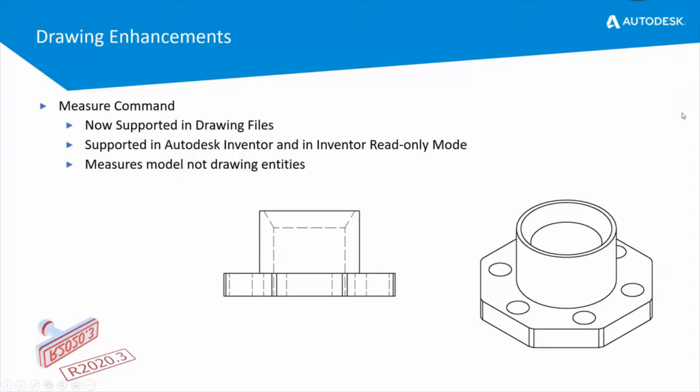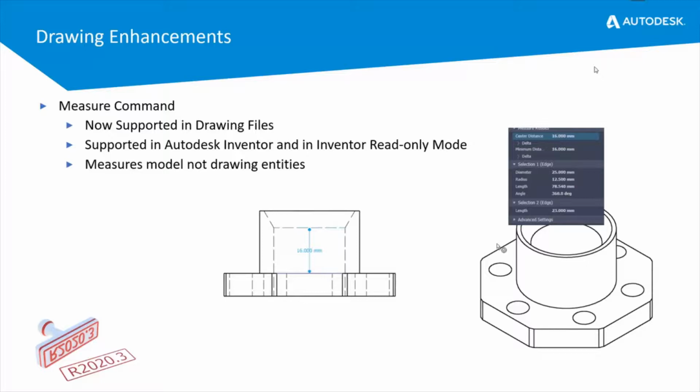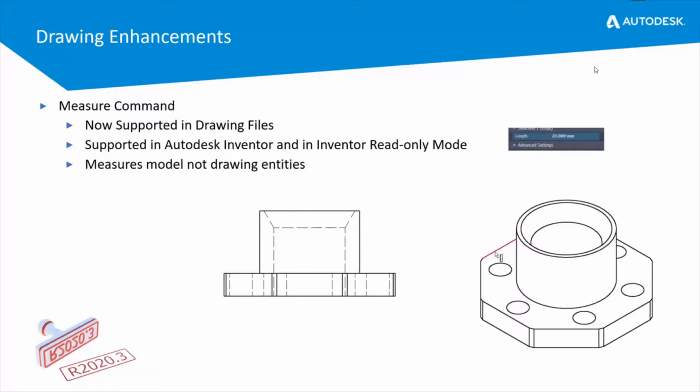Right, let's look at some drawing enhancements. In the 2020.3 release, the measure command was introduced to the drawing environment, and it's been improved with 2021. We can now measure on the isometric views. You can see here that we're picking up diameters, and we can pick up angles and distances between faces. And here on the isometric view, we can pick up the distance between those two faces, and we can see those same faces on a projected orthographic view.